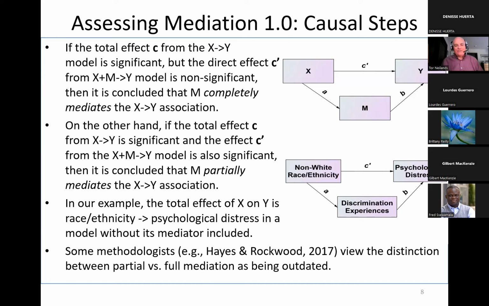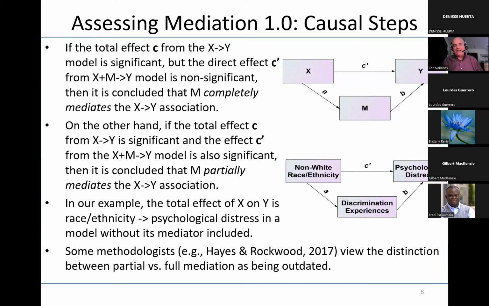So just to recap, in our example, the total effect of X on Y is race ethnicity to psychological distress in a model without its mediator included. And then when you introduce the mediator, you have the additional A effect and the B effect, and you assess whether mediation occurred by looking at what happens to the C prime coefficient.